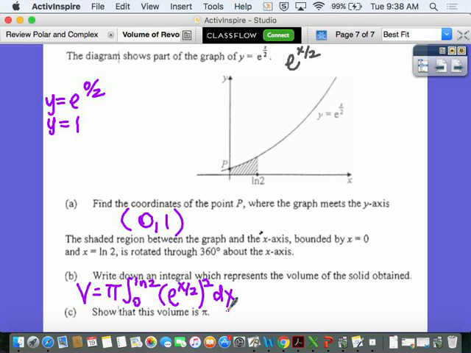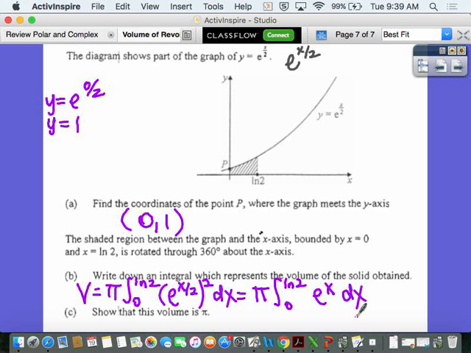Do we have to simplify further to e to the x? I would, just to be on the safe side, I can't remember what the mark scheme said. When you square e to the x over 2, what happens? It just becomes e to the x. So this is really pi times the integral from 0 to ln of 2 of e to the x dx. That is the formula for volume: pi, the integral from a to b, of your function squared.